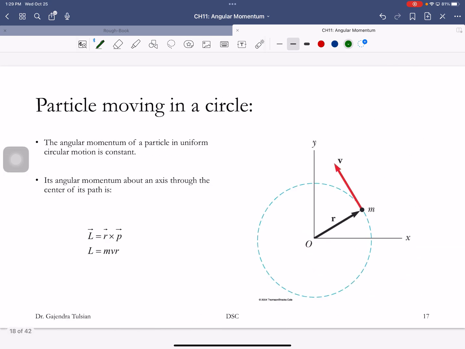Okay. All right. So here's a simple case for a particle moving in a circle. The magnitude of the angular momentum is mvr, so linear momentum times r. So for a planet going around in the solar system, its angular momentum is mvr.